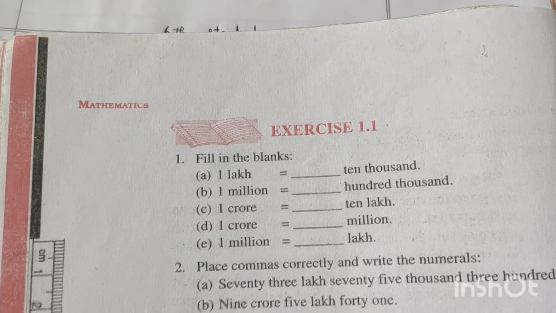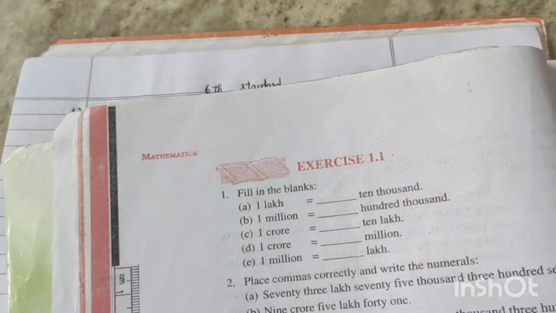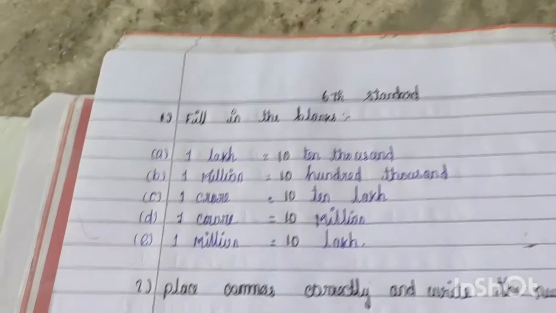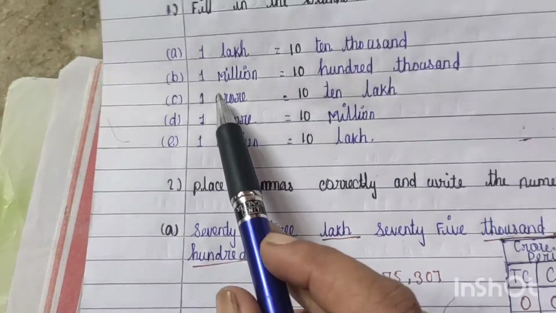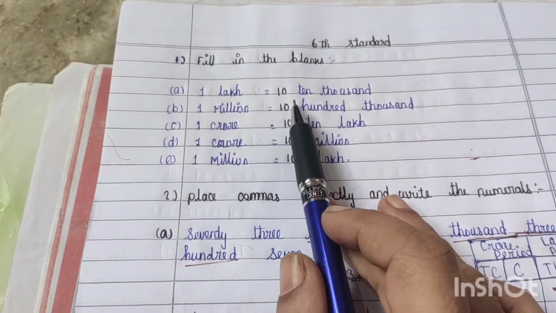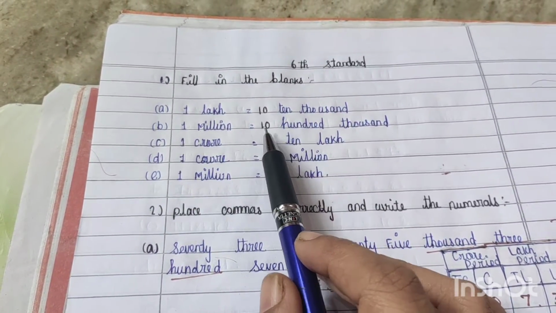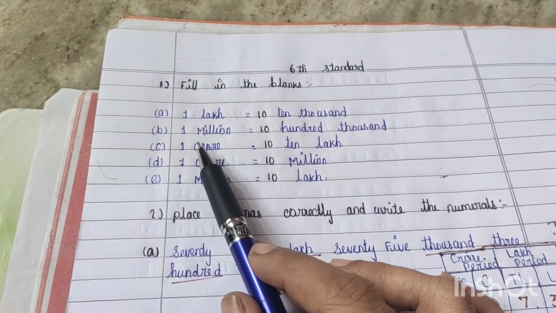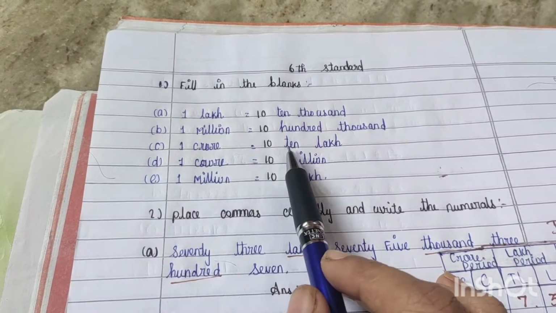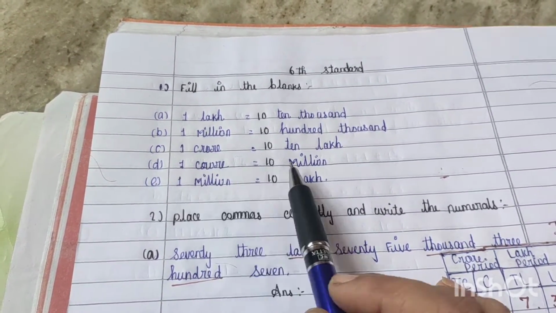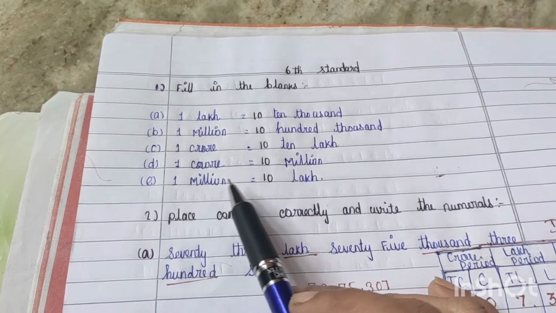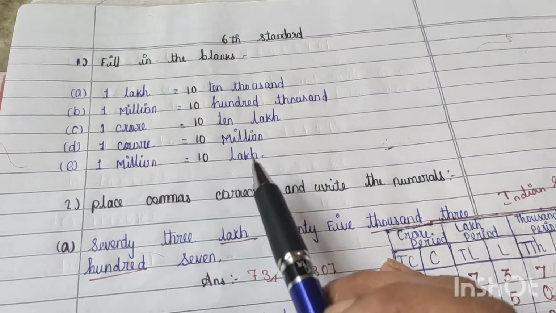First one, fill in the blanks. Answer is: 1 lakh is equal to 10,000. 1 million, 100,000. 1 crore, 10 lakh. 1 crore, 10 million. 1 million, 10 lakh.